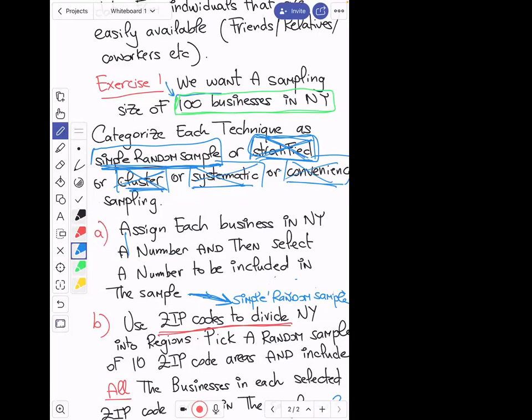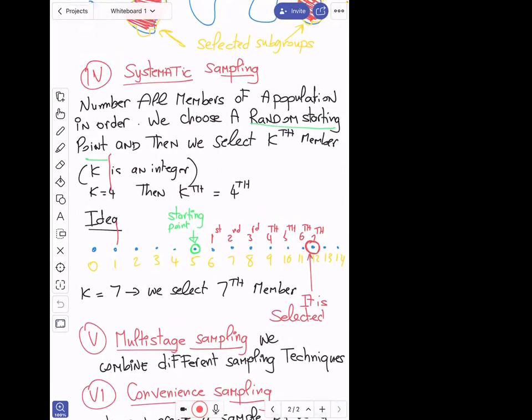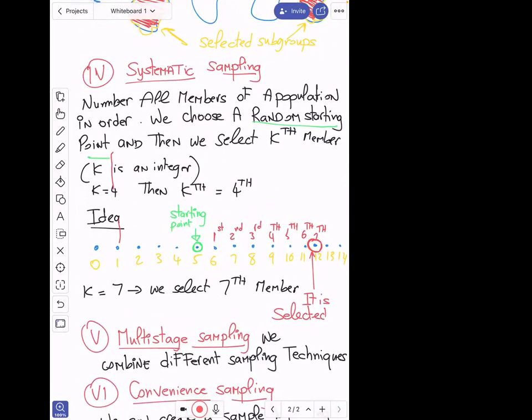The question now: is it systematic sampling? In systematic sampling, guys, remember, there's this starting point. We number all the individuals of a population, and then we choose a random starting point and then select every kth member, right?